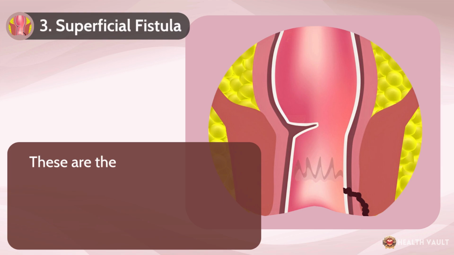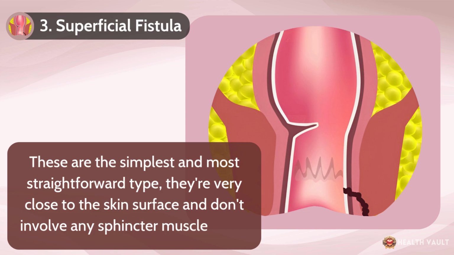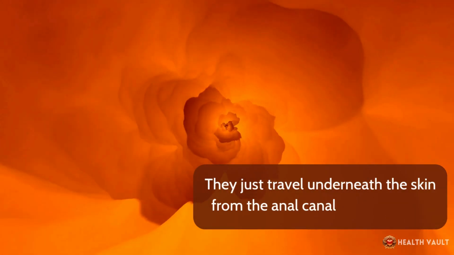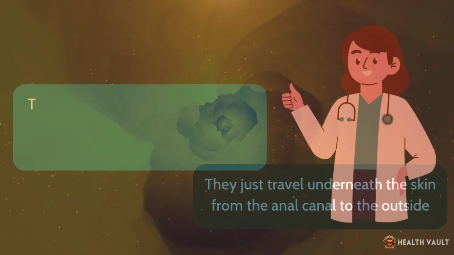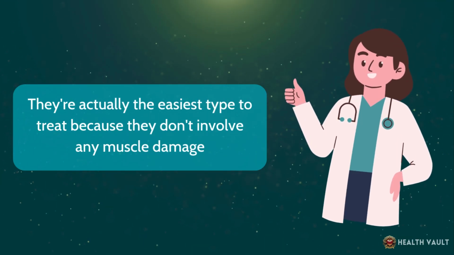Number 3. Superficial fistula. These are the simplest and most straightforward type. They're very close to the skin surface and don't involve any sphincter muscles at all. They just travel underneath the skin from the anal canal to the outside. They're actually the easiest type to treat because they don't involve any muscle damage.